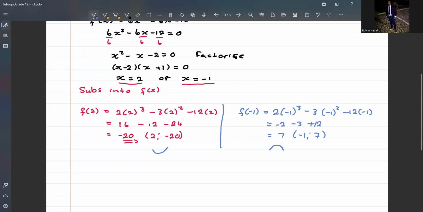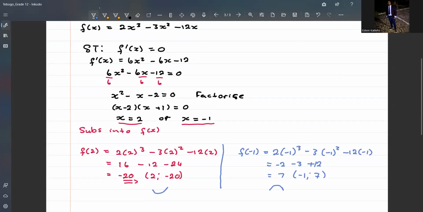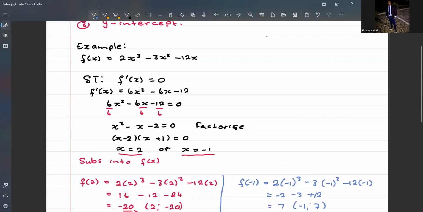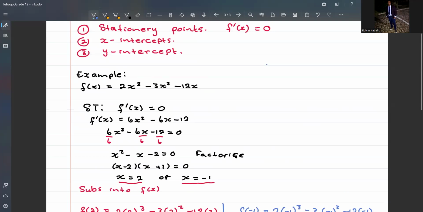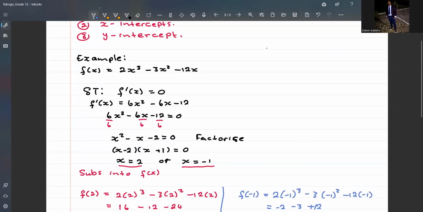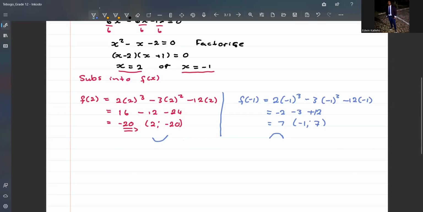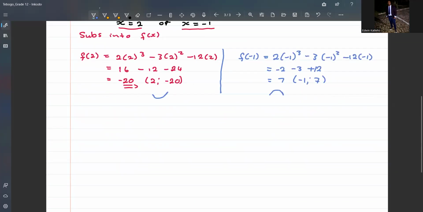All right, so from here we know that this is where this function is going to make a turn. Now, let's go to point number 2. So for point number 2, we need x-intercepts. To determine x-intercepts, we are going to have to use either the synthetic theorem. So we do number 2 now. X-intercepts. We remember our x-intercepts, and f of x must equal 0.